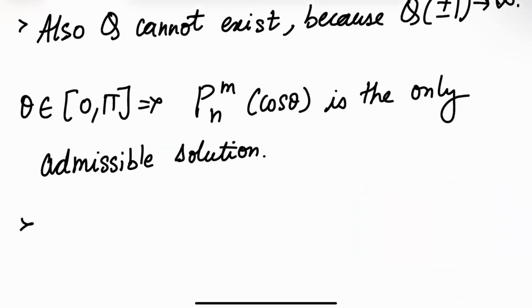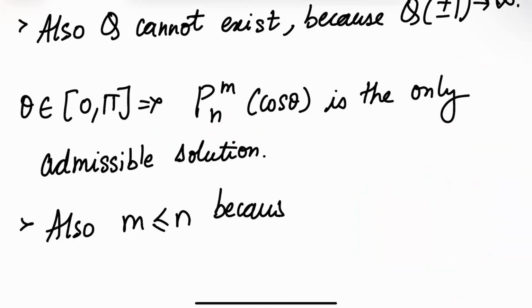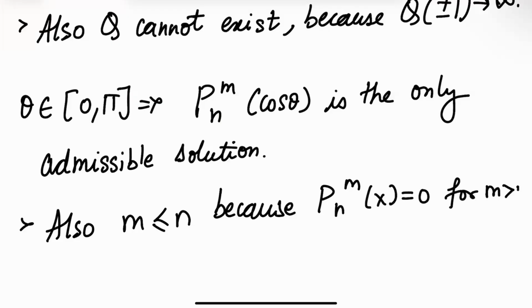Okay, another constraint is that m is always less than or equal to n, because P_n^m of x equals 0 for m greater than n. Okay, so we don't exactly know what this P function looks like yet, because we haven't looked at expressions for it. But basically, we can show from their different expressions, and there's no simple representation. I'll show you at the very end one representation. But basically, since this goes to 0, there's no need to consider values of m that are greater than n. Okay?